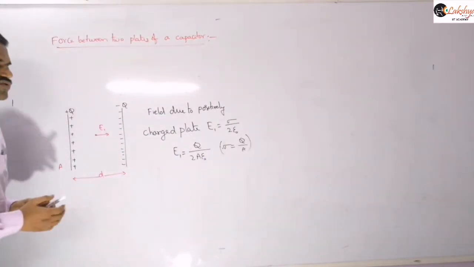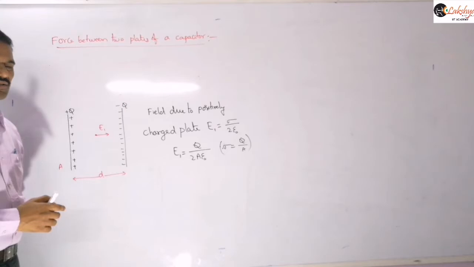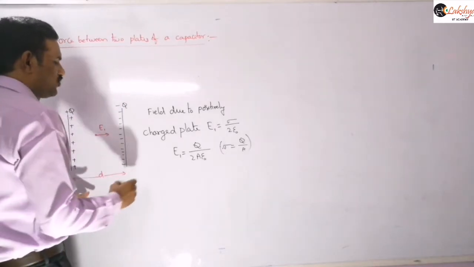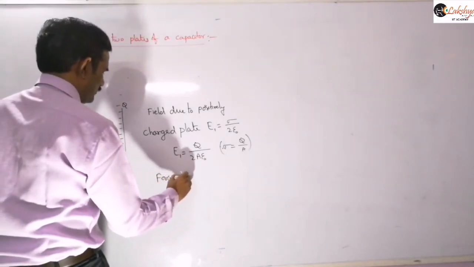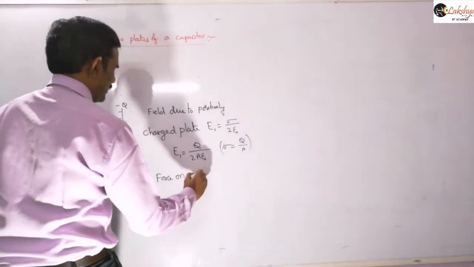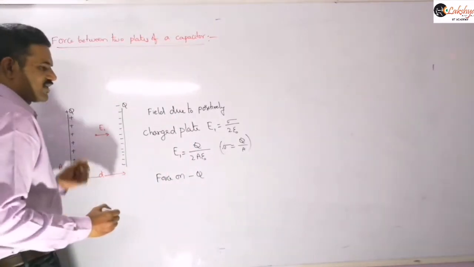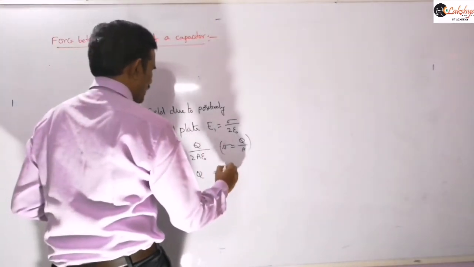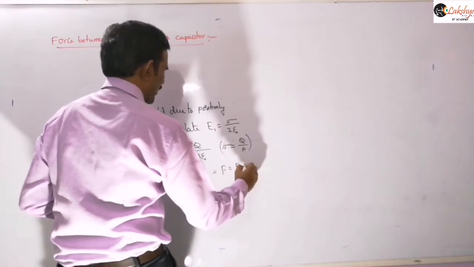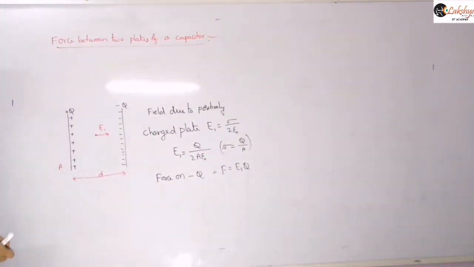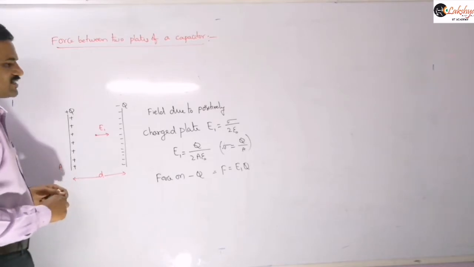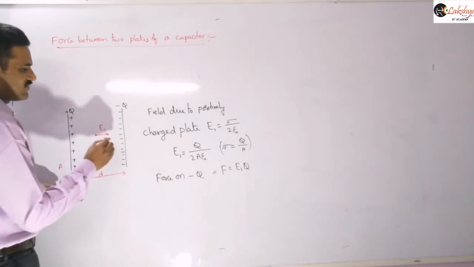And so now the force on that negatively charged plate, minus Q, we can write as E1 into Q. So that force will be an attractive force. That means I can consider this charge to be present in the field, in this field here.